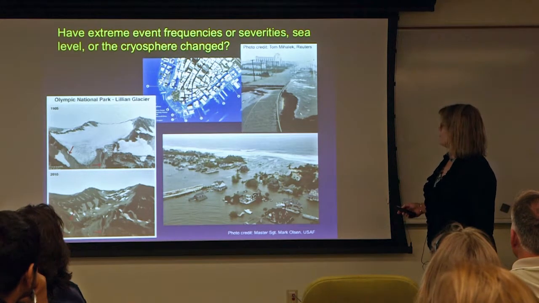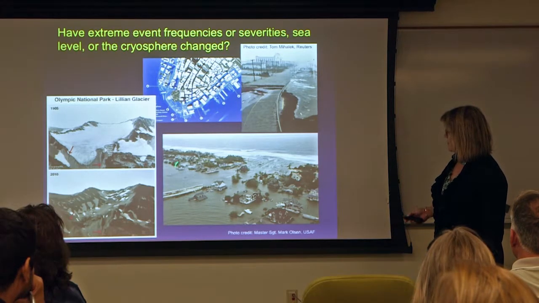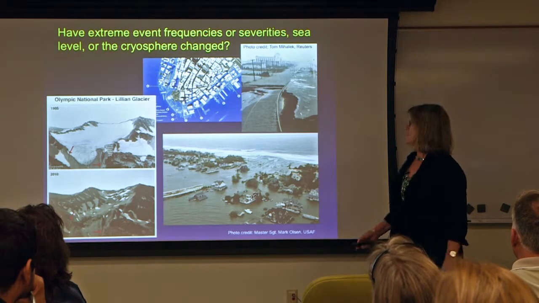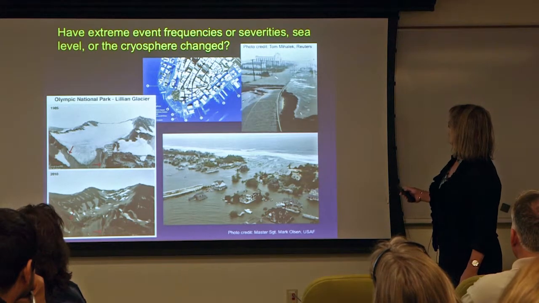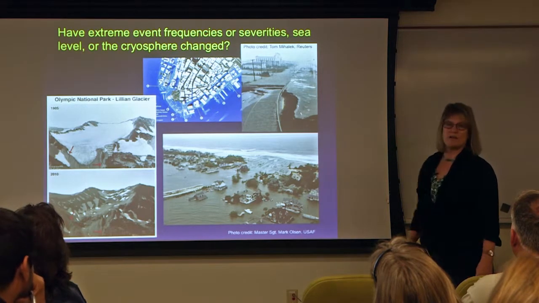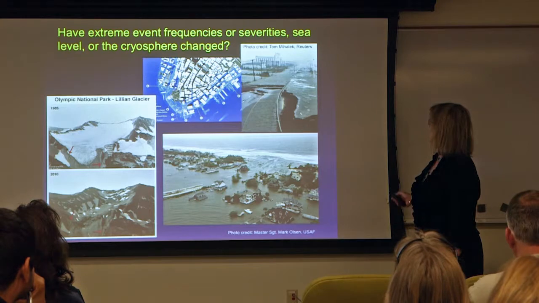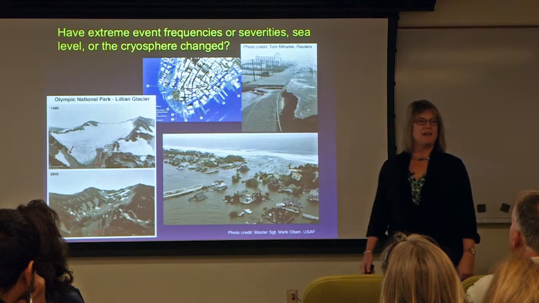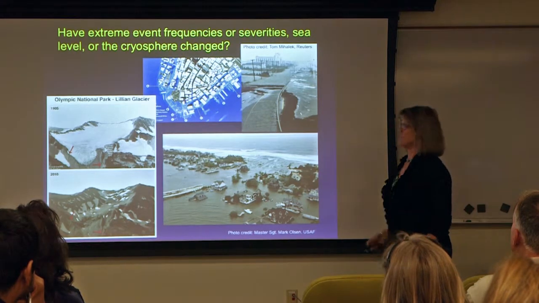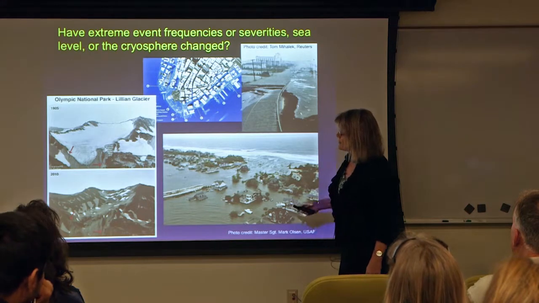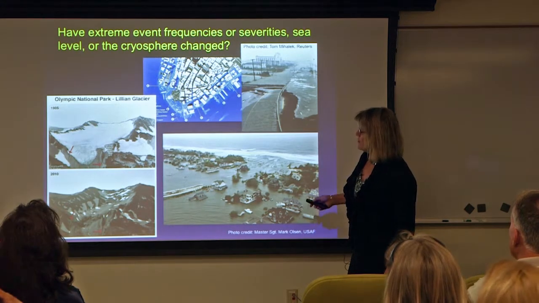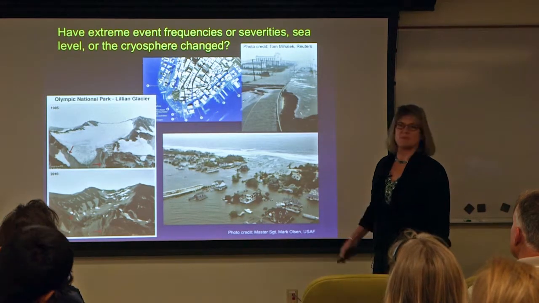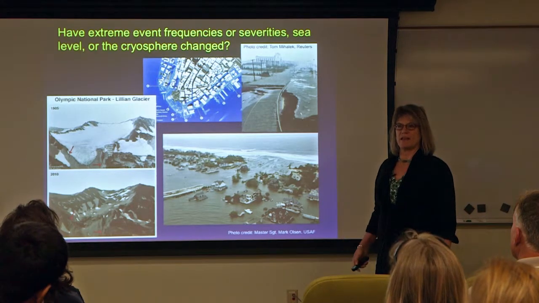And so here are just some pictures. This is obviously one of the neighborhoods that was pretty devastated by Sandy, Superstorm Sandy. This is a picture that shows you urban infrastructure being strongly affected by storm events. This is a projection for parts of New York City, Manhattan, that would be inundated under particular scenarios of sea level rise. And this is an actual photo comparing 100 years difference in Olympic National Park for the Lillian Glacier. So what we're seeing is a complete disappearance of that glacier in this case.